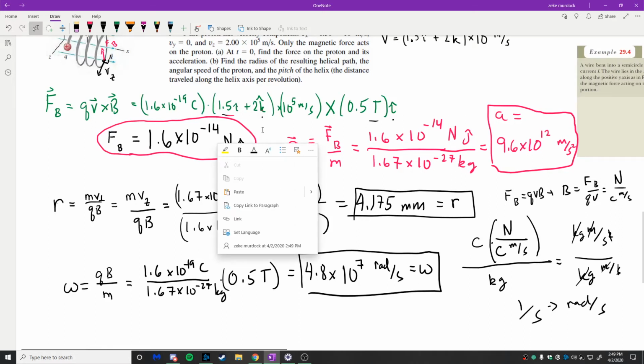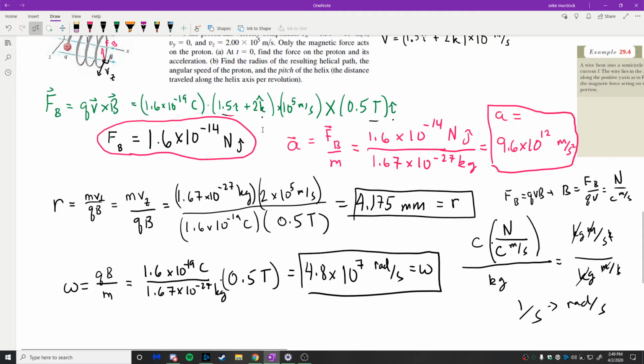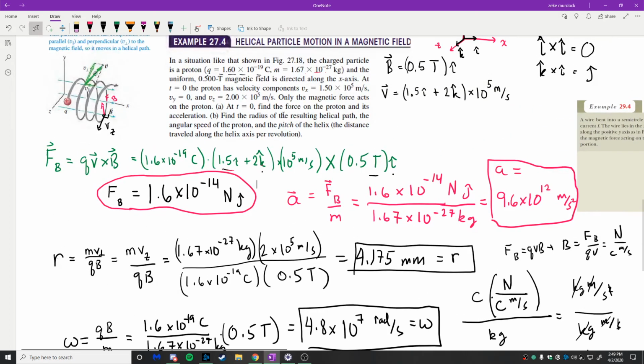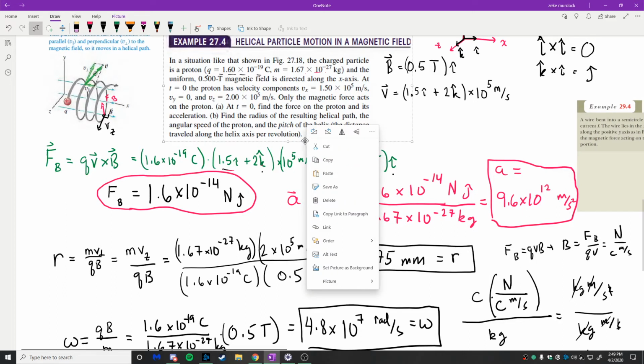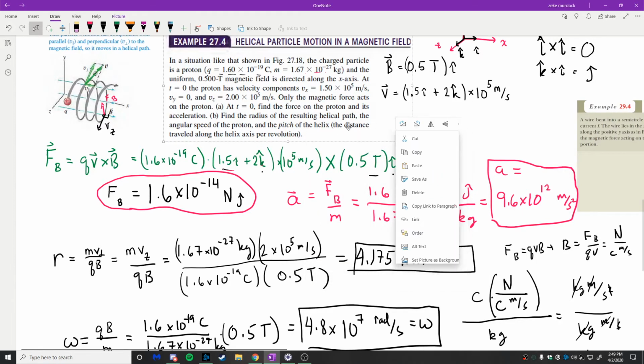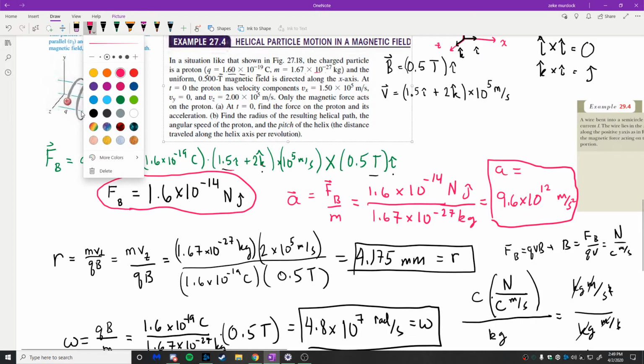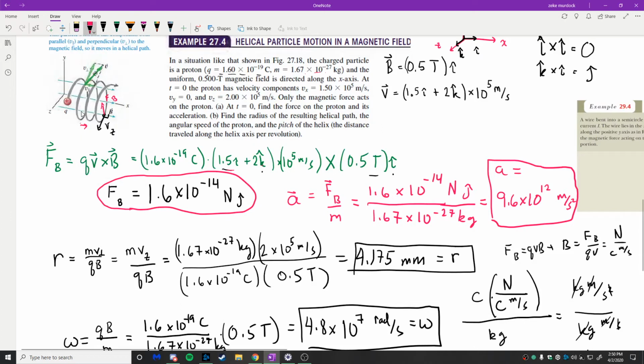Someone's typing a question. That's great. I'll wait. And then he stopped. Okay, so the last part is to find the pitch of the helix. And that's the distance traveled along the helix axis per revolution. How would I calculate that? What should I do to figure that out? It's basically like the distance between one of these little loops.